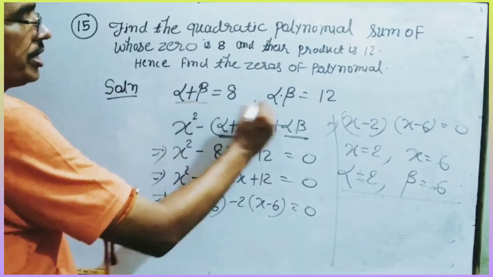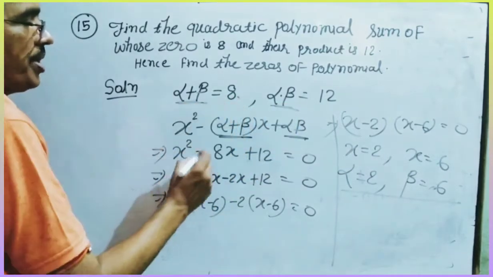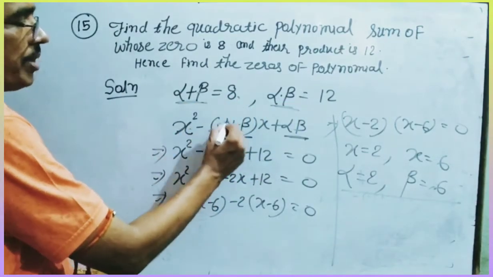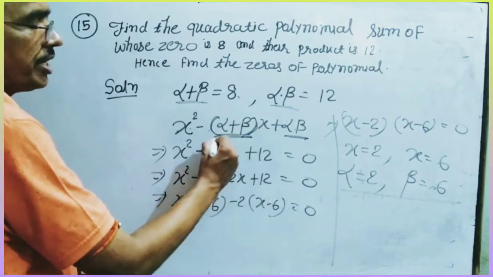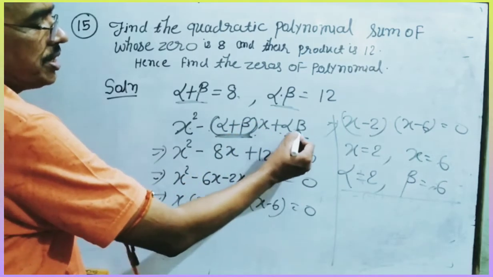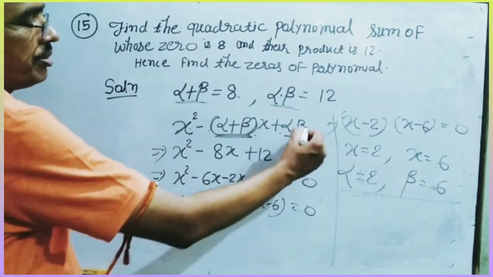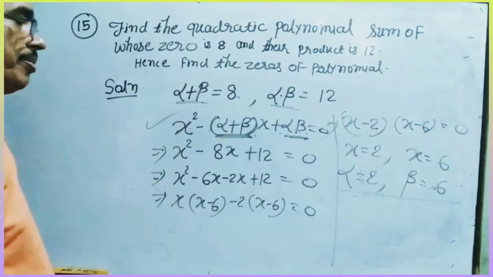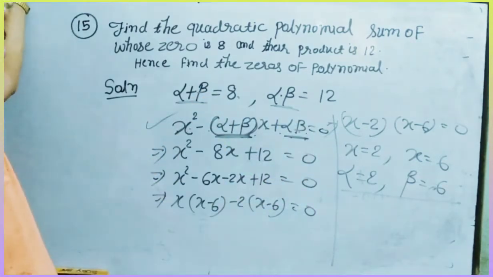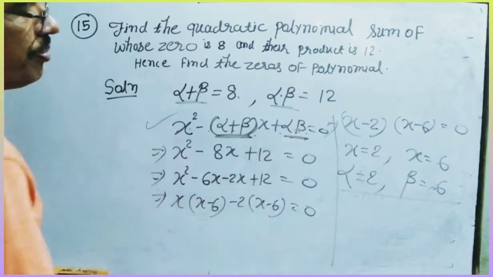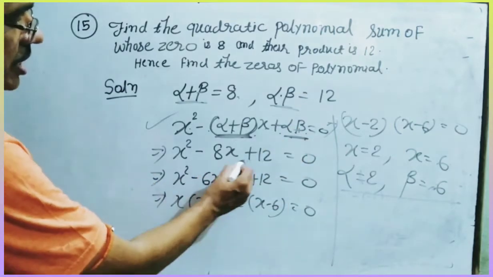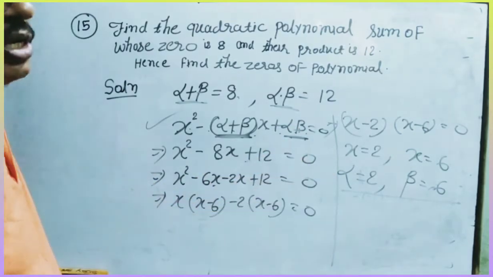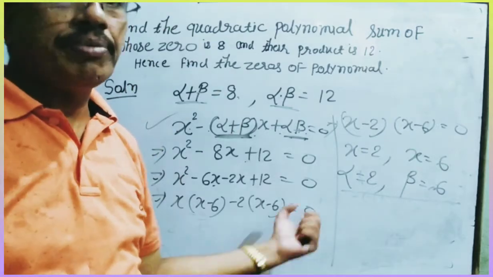If the product and the sum are given, then use the formula x square minus the sum of the zeros, that is alpha plus beta, x, plus alpha into beta, that is the product of the zeros. It is the formula of the quadratic polynomial. You can write their sum and their product, and hence by the middle split method you can find the zeros of the given polynomial.